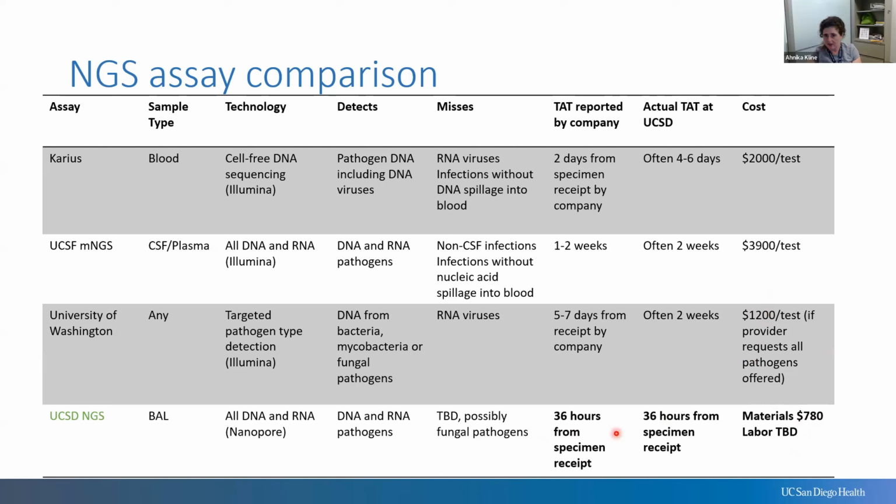And certainly faster than the other tests that we're sending out, and it maintains the ability to potentially detect DNA and RNA pathogens. So far, we've had a couple of Aspergillus galactomannan positives that didn't grow anything in culture and weren't detected as Aspergillus. So I don't know whether our fungal pathogen detection will in the future be limited, but I put it here as a possible caveat.